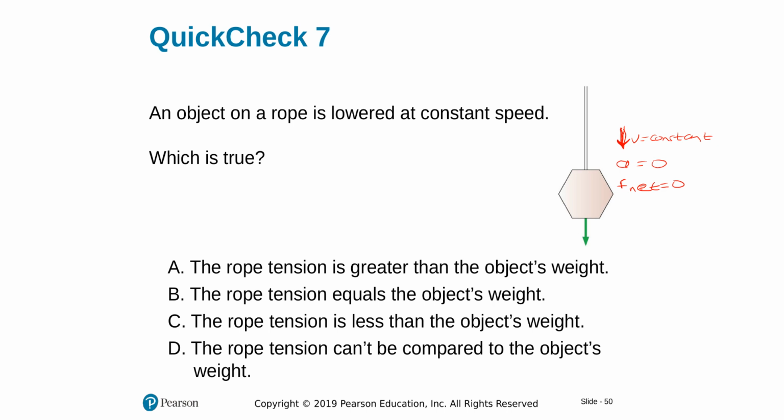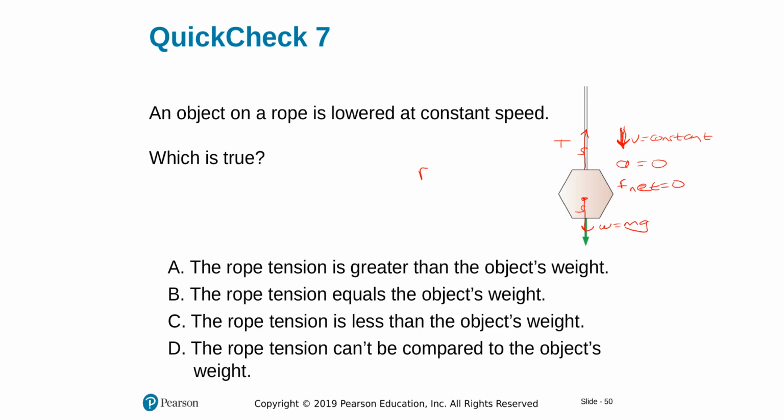If A is 0, F net is 0. It's not in any direction. But there is still this weight pulling me down here, right? mg. There is still this tension pulling me up here. How come I have a 0 net force? How can this be possible? The only way this can be possible is when I add these two forces. One is up, one is down. They cancel each other, right?